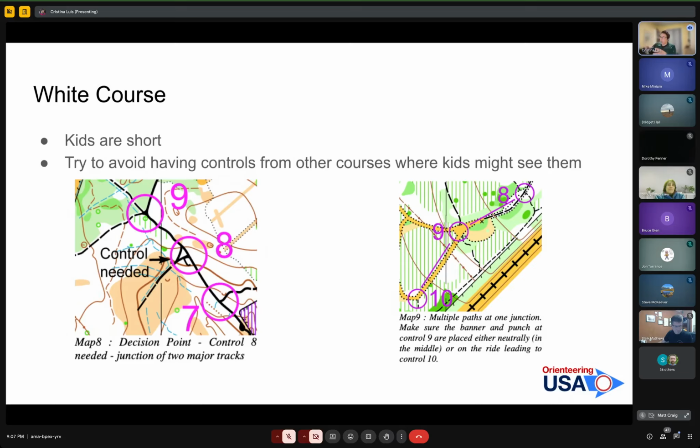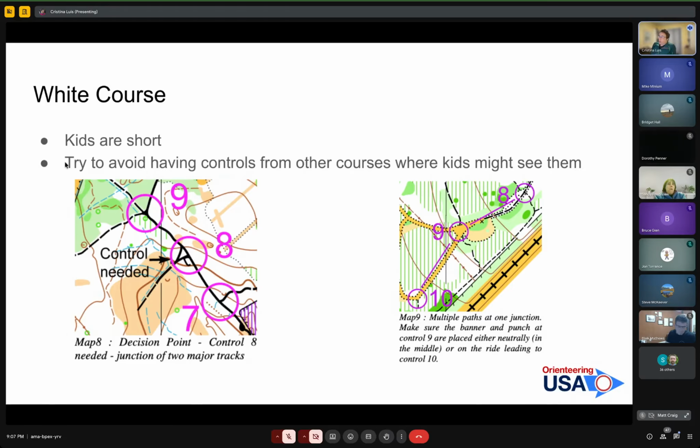But if you're hanging the controls from a tree and the kid is 3.5 feet tall, make sure that they can see the code, right? Teaching good habits and that they can actually reach it to punch. So not up here, not way above their heads. So keep that in mind, that you're setting courses for very physically different creatures than adults.